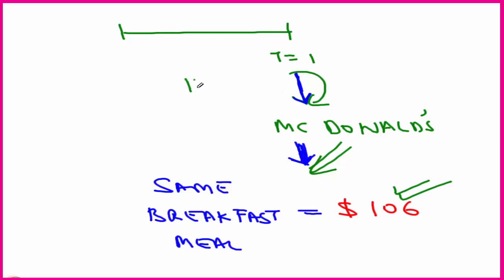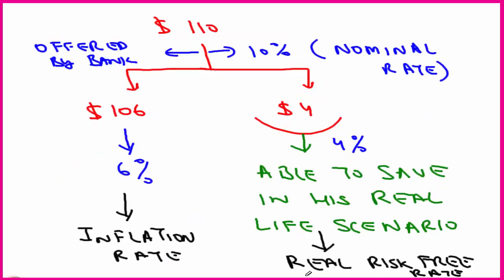So out of $110, he has to spend $106 for buying that breakfast meal, and $4 will be his real saving. So that's why I have written there $110. I have bifurcated it into two parts. One is $106, second is $4. $4 is the real saving.